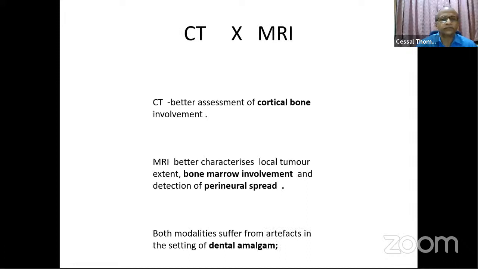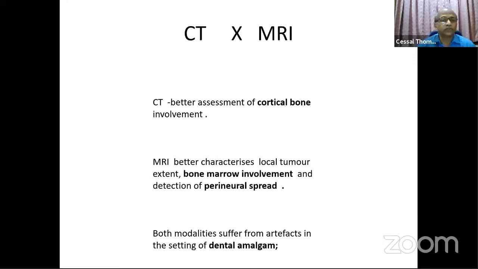And the main modes of investigation are CT and MR. As you know, CT gives good delineation of the structures, but the more important one is better assessment of cortical bone destruction. Many times we have to assess whether the cortical bone has been involved or not, because immediately it becomes stage T4. So CT gives that assessment, but MRI has certain advantages.